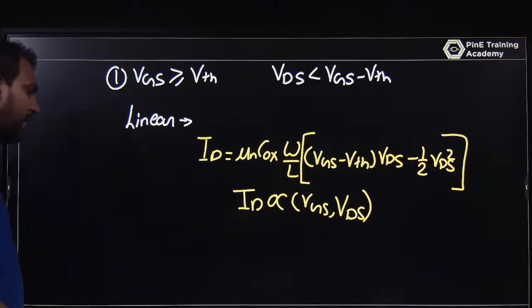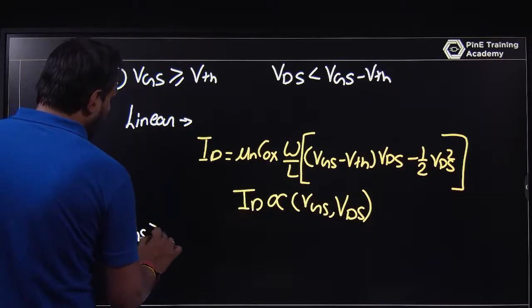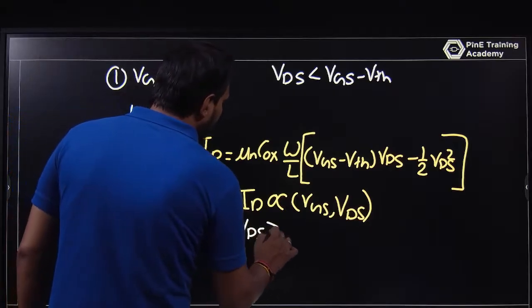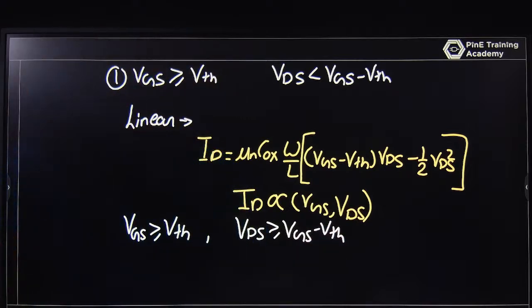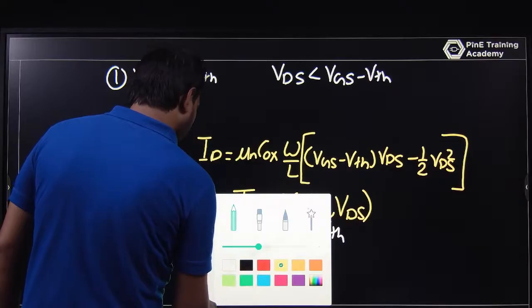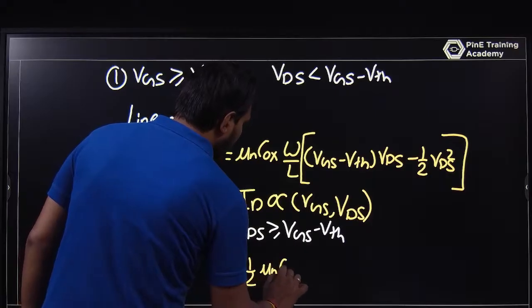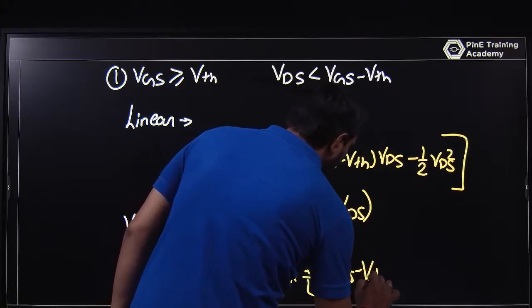If you talk about the saturation region, VGS is greater than or equal to VTH and VDS is greater than or equal to VGS minus VTH, meaning the drain voltage is above the gate voltage minus the threshold. That is called the MOSFET in saturation, and ID is equal to 1 by 2 mu n CoX W by L, VGS minus VTH whole square.